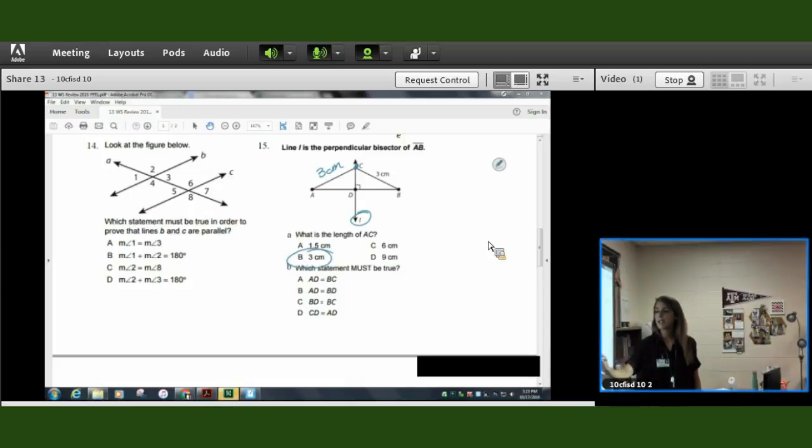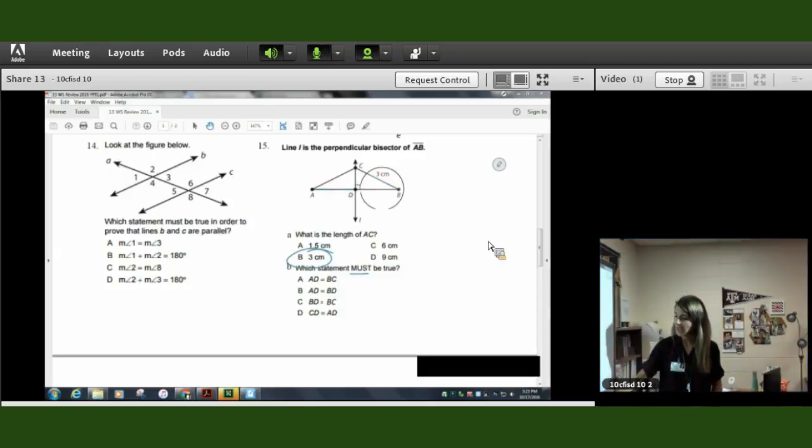Which statement must be true? Not which statement could be true. Which one must be true is a better question to ask. Okay, let's check all these out. AD is congruent to BC. No. Not necessarily. Come on. AD is congruent to BD.